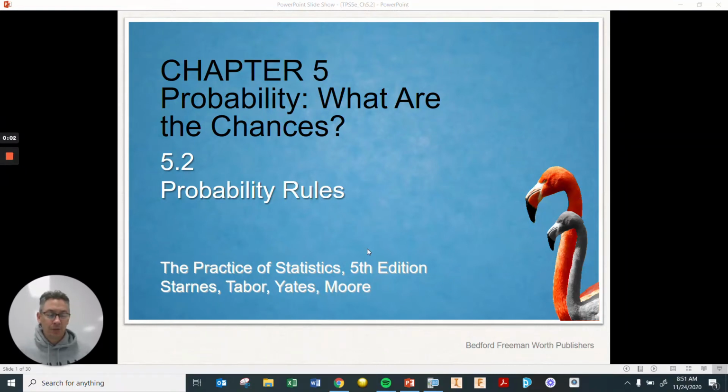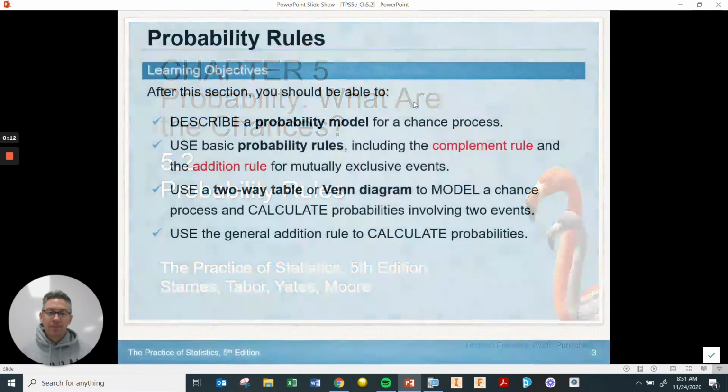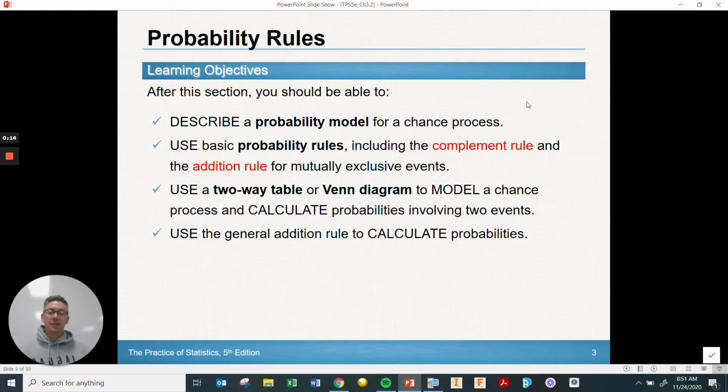Hello AP Stats students. Today we're going to be working on section 5.2, talking about some rules that we have to work with and learn about when we're dealing with probability. So the topics we're going to look at here today, we're going to split this section into a couple different videos. What we're going to look at today is how we describe what a probability model is.